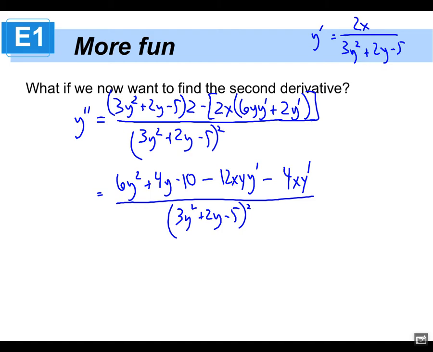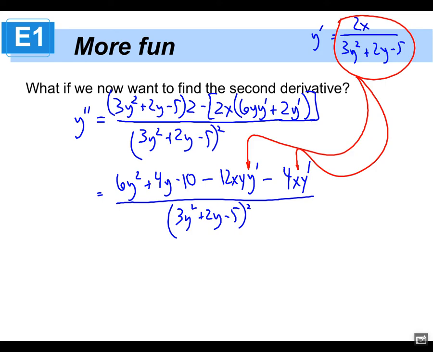And this is what I was talking about with Bob. Bob is not going to be happy with this answer. Bob is then going to say, hold on a second, I know what y prime is. Y prime's right here. So let's take that beast and put it in there and put it in there.